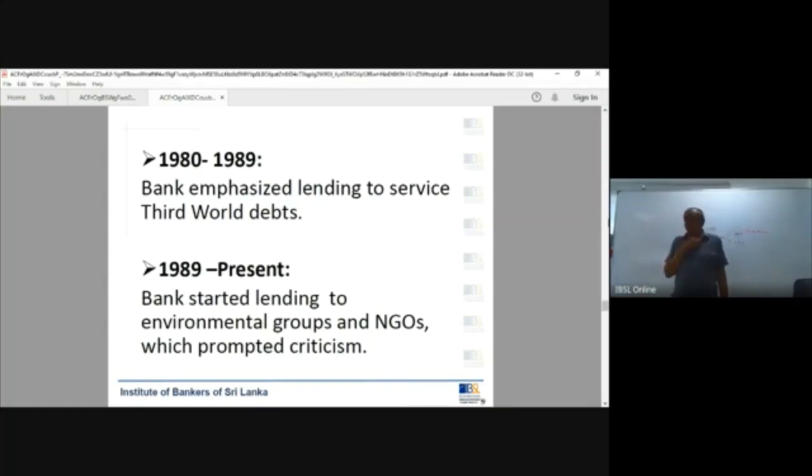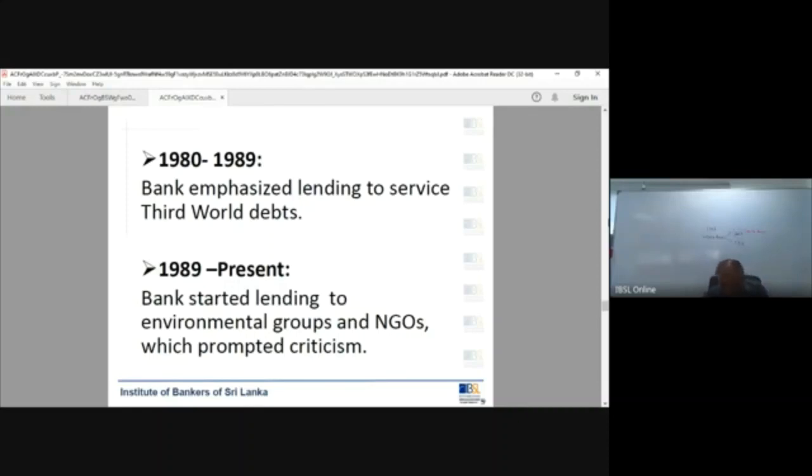Now, if you go back to the history of Sri Lanka, we had a civil war or internal war with the LTTE for many years. And this was one of the criticisms by the Sri Lankan government and everybody. These terrorists were funded through NGO money. This is the path where they got the money.